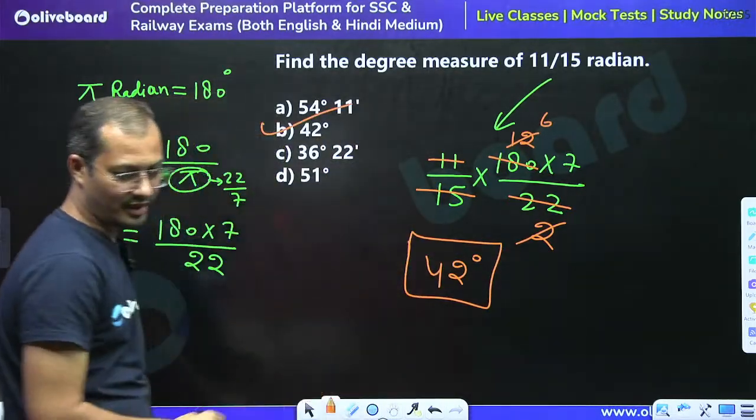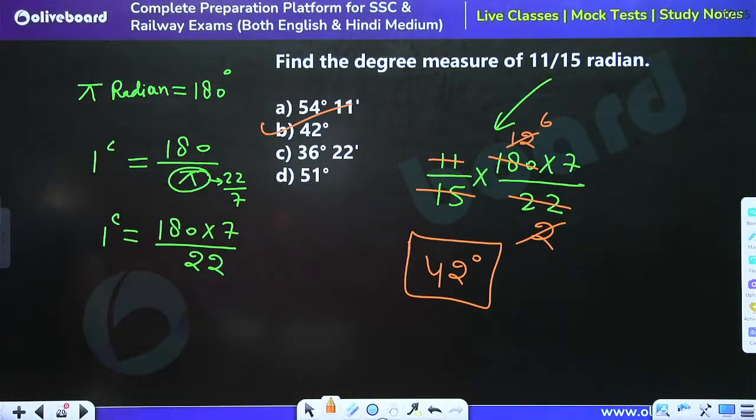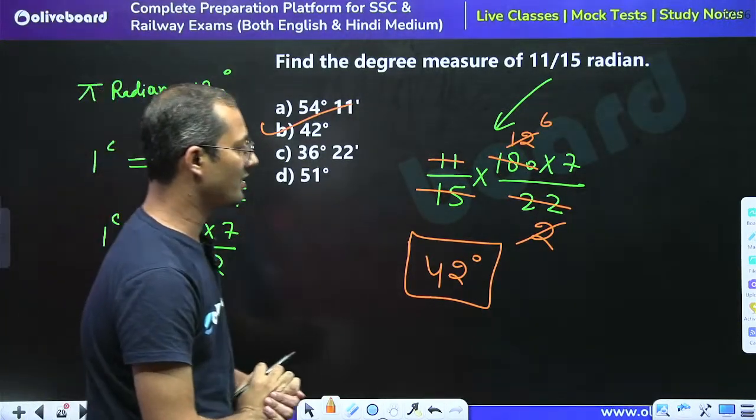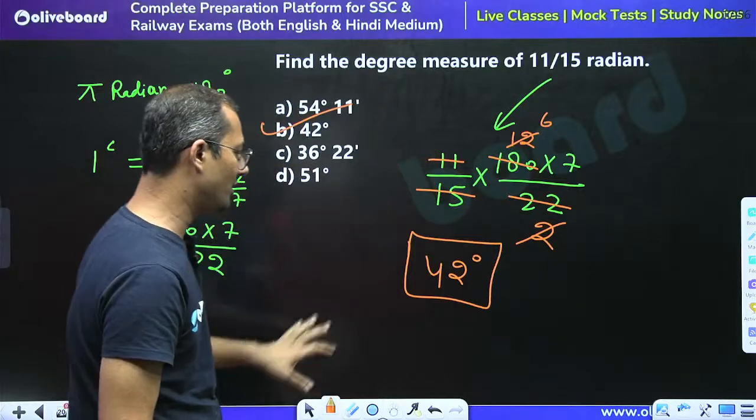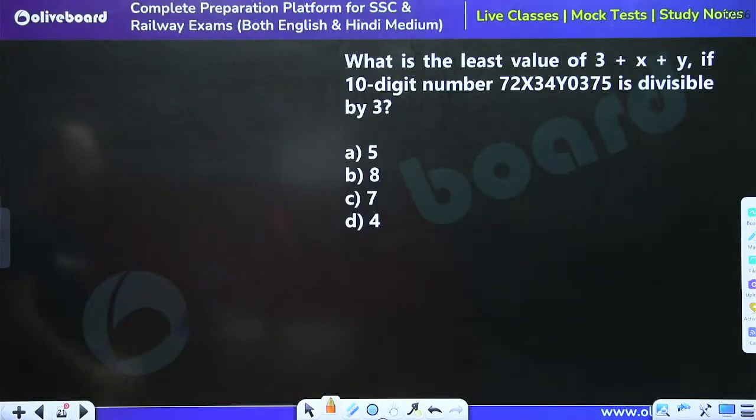I hope this is clear to you. So 42 degree is the right answer. Yes, 42 degree is the right answer. One of the very good questions. Now tell me what is the answer for this question.